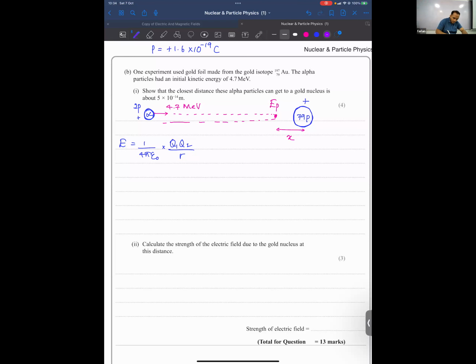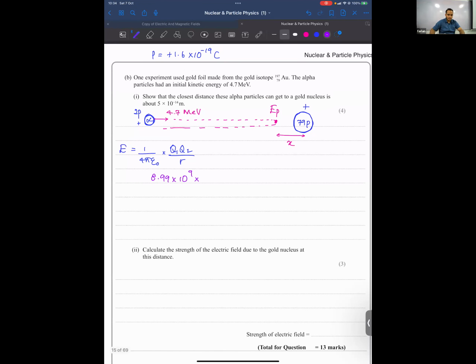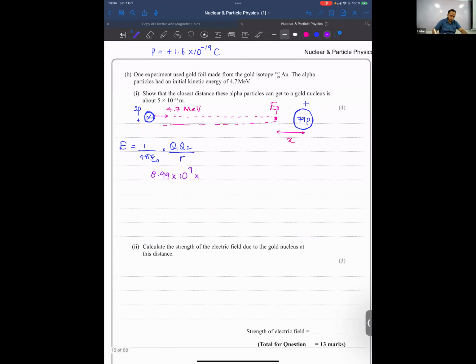So guys, 1/4 pi epsilon naught is what? 8.99 into 10 to the power 9. The value of K. It's there in the data sheet, and I think I have given this value as well. One charge is 79 into 1.6 into 10 to the power minus 19. The other charge is 2 into 1.6 into 10 to the power minus 19. That divided by the X is the R that I need to find.